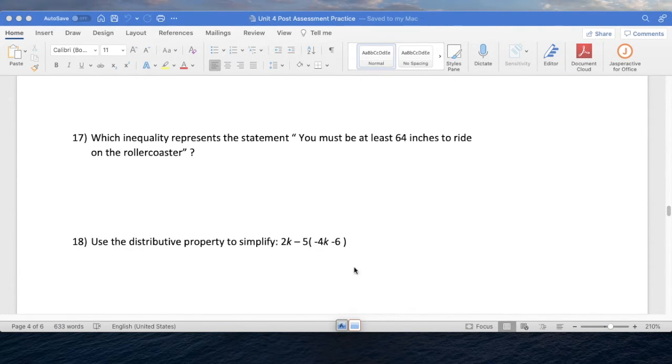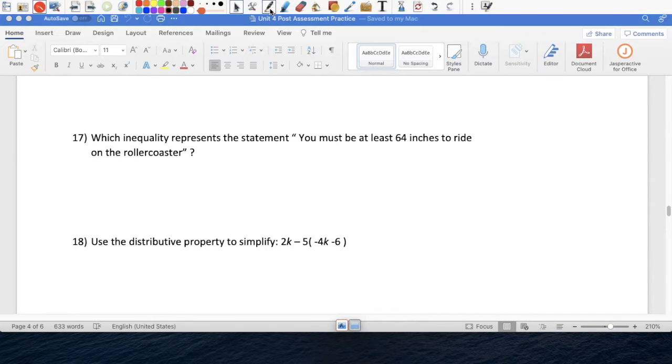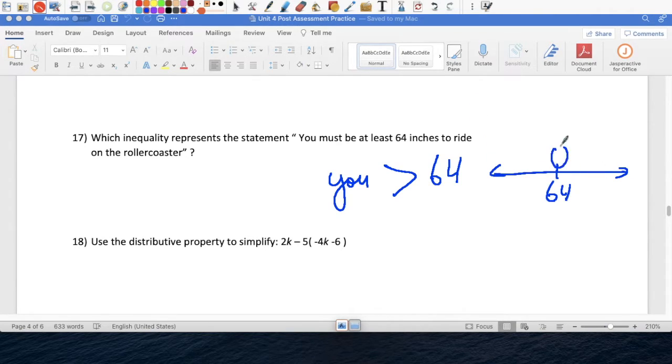You must be at least 64 inches to ride on the roller coaster. So you have to be greater than 64. If you're 64, can you go in? No. That's why we don't shade it. What about 64.1? Can you go in? Yeah. 64.2? Yes. So we want all these numbers to the right.